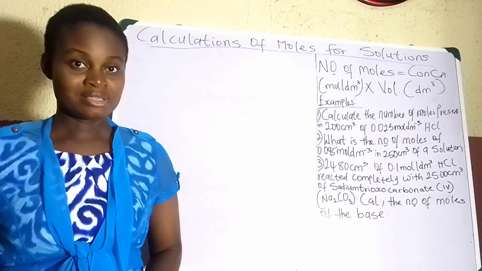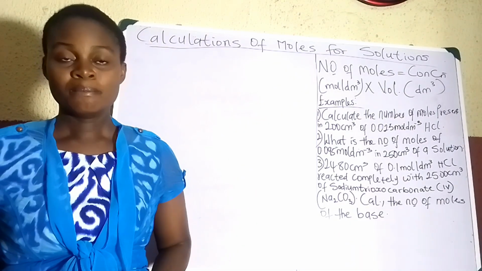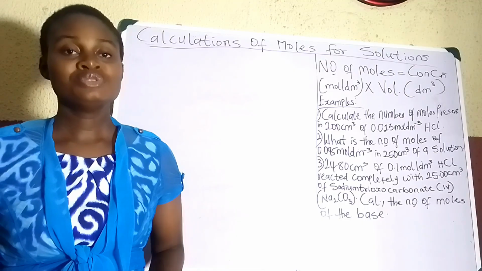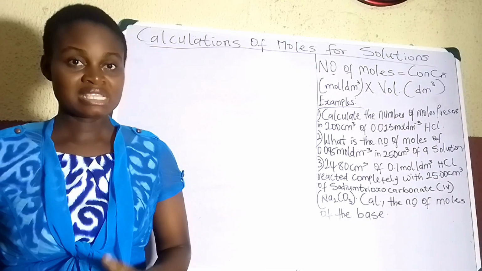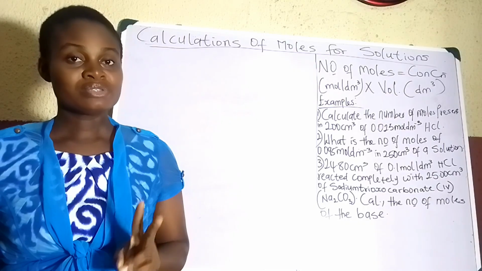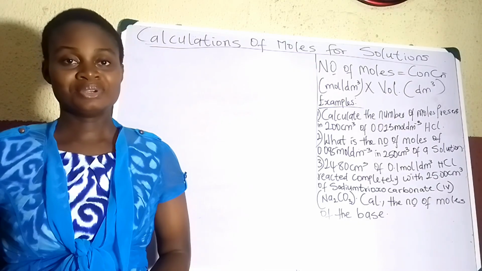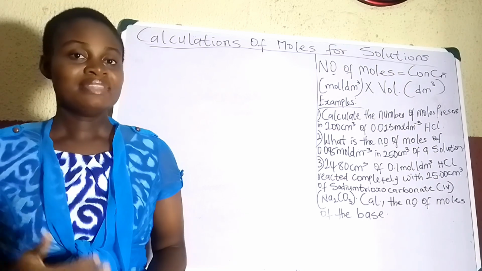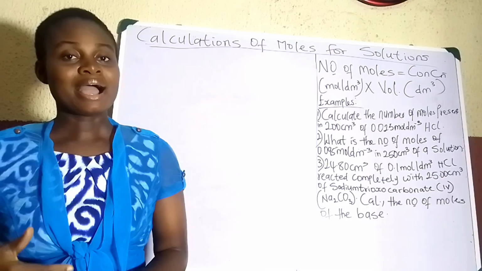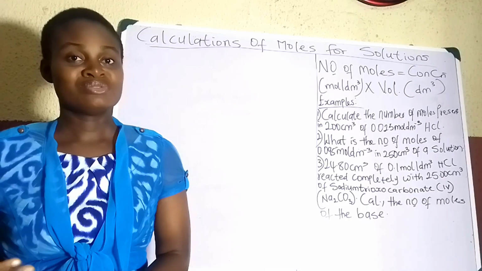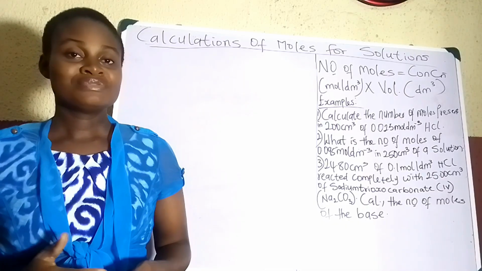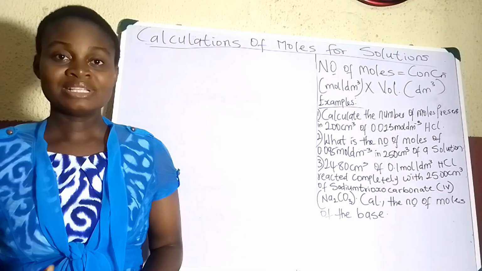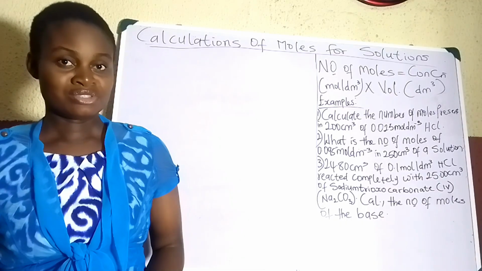Today we're talking about calculation of moles for solutions. Basically, there are two ways we can calculate the number of moles. Number one, we can calculate the number of moles for solutions whose concentration is given. Number two, when the concentration of the solution is not given, then we can calculate it from another solution whose concentration is known. That kind of solution is called a standard solution. A standard solution is a solution with a known concentration.